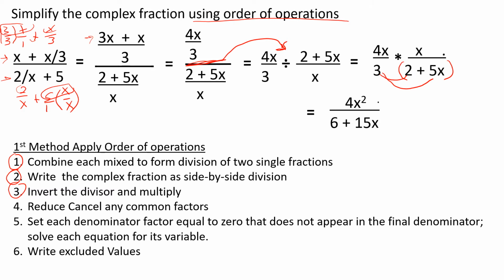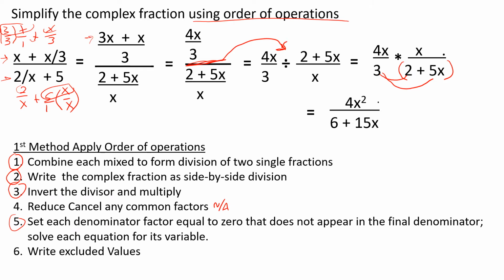Then you're always going to ask, can you reduce by canceling any common factors? Well, you can't factor the numerator or denominator to have any common factors. So step 4 didn't apply to this particular problem. But let's look at step 5. Step 5 says set each denominator factor equal to 0 that does not appear in the final denominator, and solve in each equation. So let's look at our original.